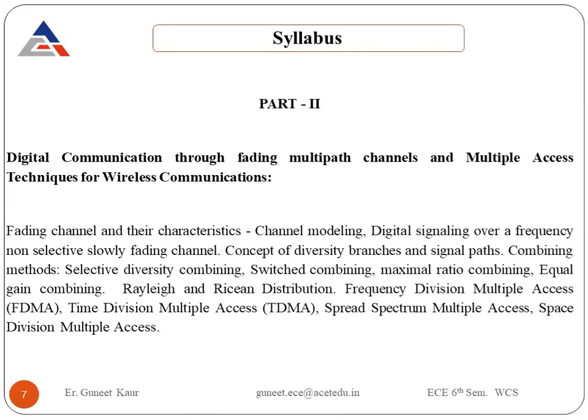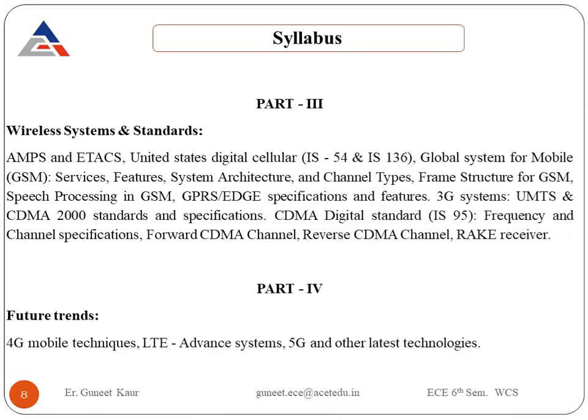Now come on to the next part, that is part number 3. Okay, in part number 3, I will teach you the various wireless systems used, like first generation AMPS and ETACS, then IS-54, IS-136, then GSM, then GPRS, UMTS, CDMA, then the rake receiver. All these topics will be covered in this chapter.